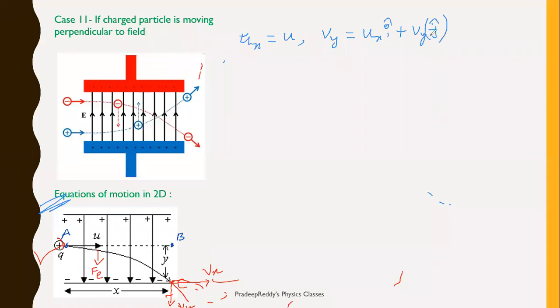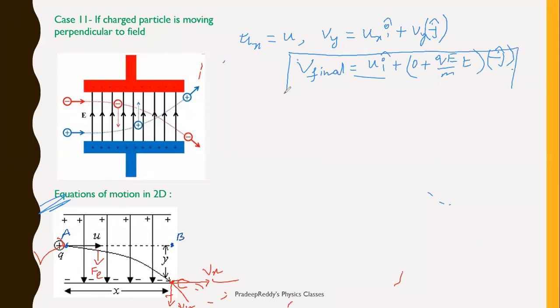Vx will, however, remain the same. Vy, that means the final velocity when it is coming out, you can write it as V final is equal to u i cap plus, velocity finally will be equal to u plus at. That means vertically its velocity is 0, so it is 0 plus acceleration qE divided by m into time taken t, and this is along minus j cap because it is downward. This is the final velocity of the charged particle when it comes out.